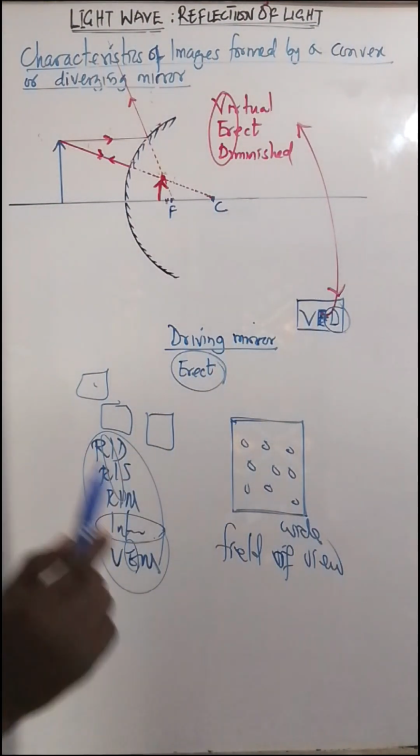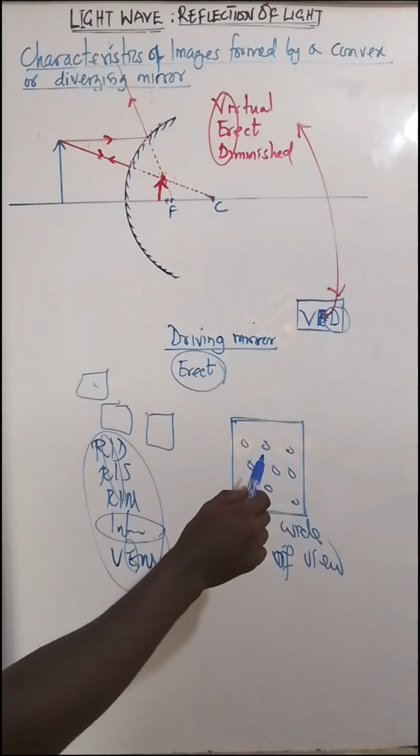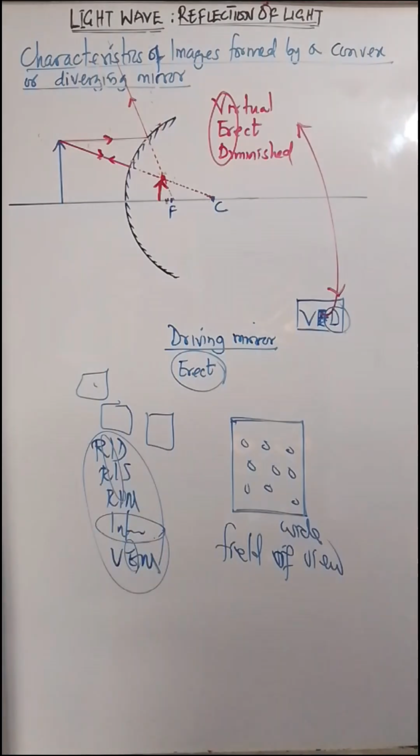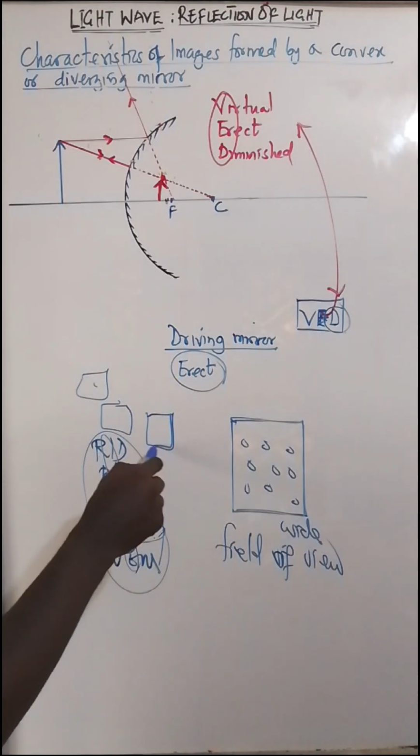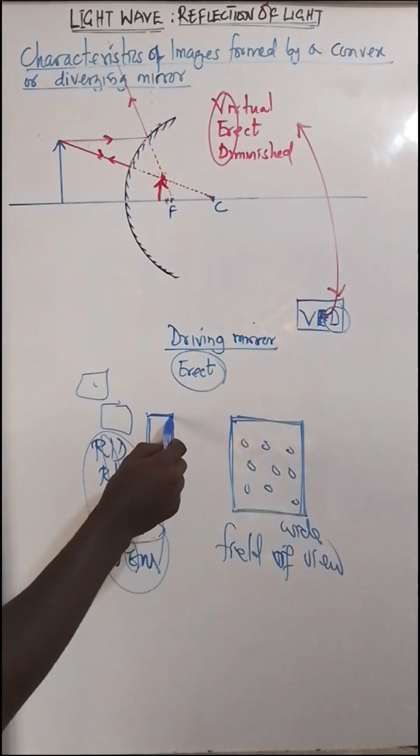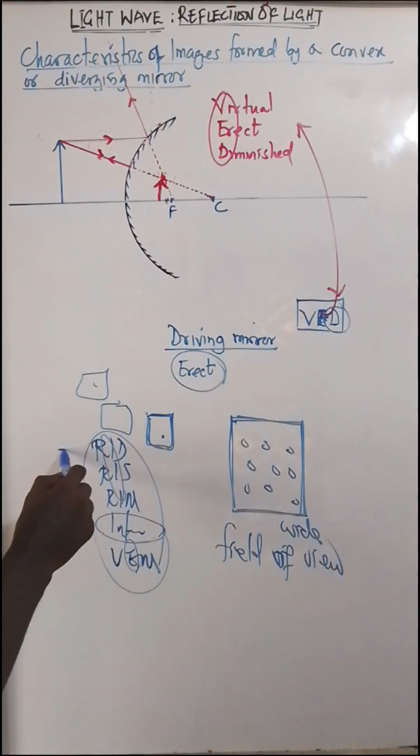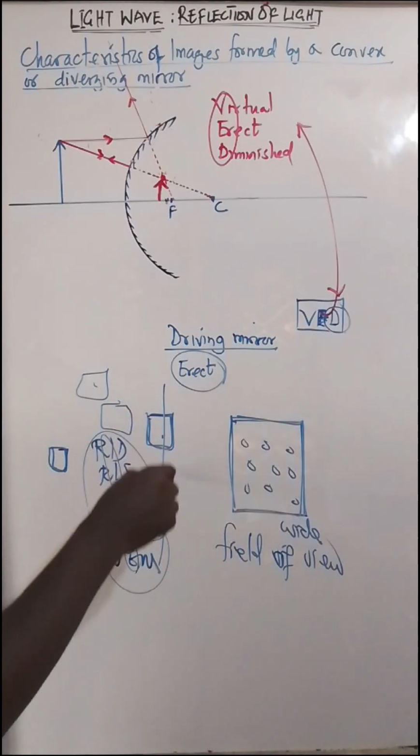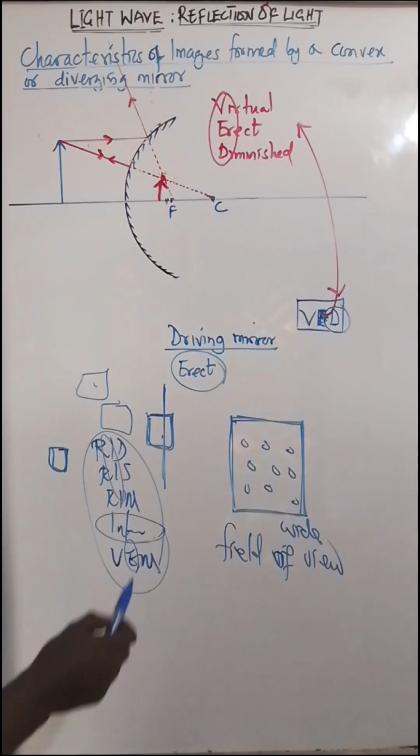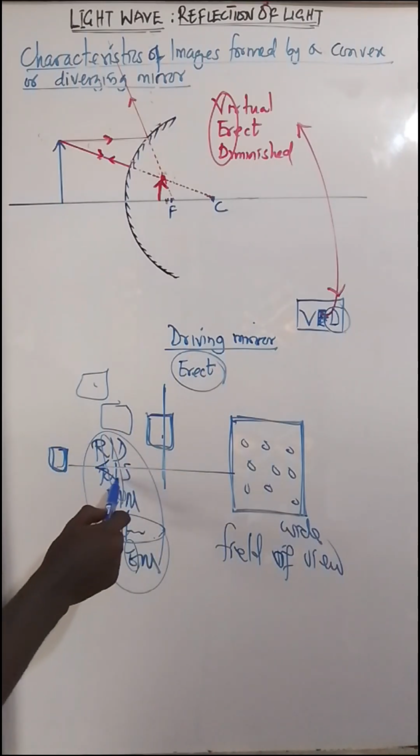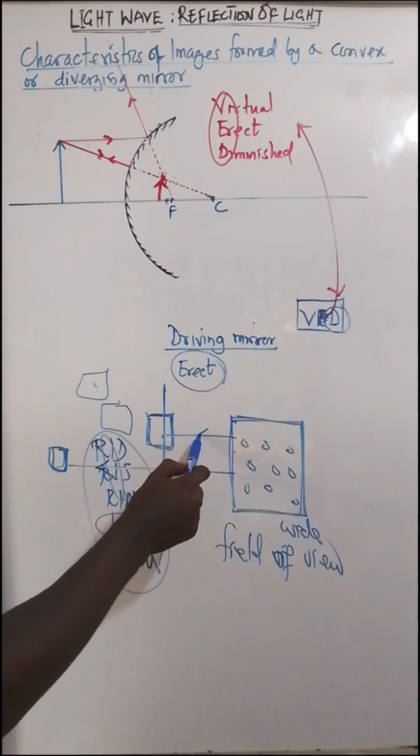But there is a little disadvantage. When you look at objects through the mirror, it will be as though the objects are far. Suppose this is the object and this is the mirror. When you observe this object through the mirror, it will be as though this object is somewhere here. But in real life, the object is somewhere here. So objects are actually closer to the mirror than they appear.